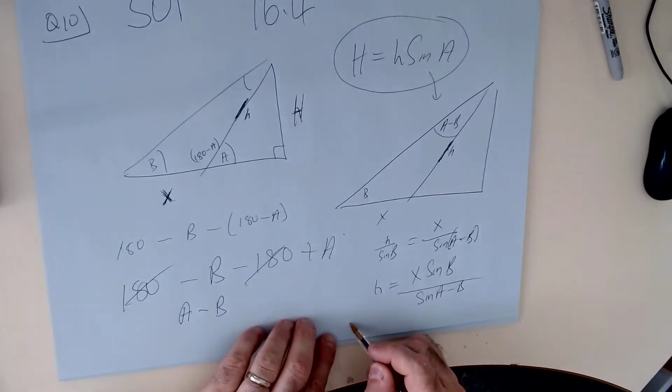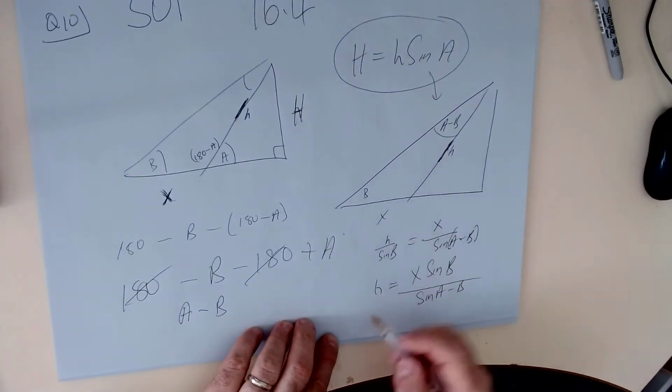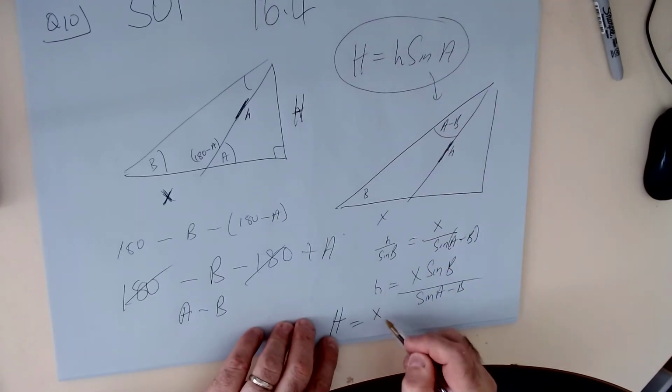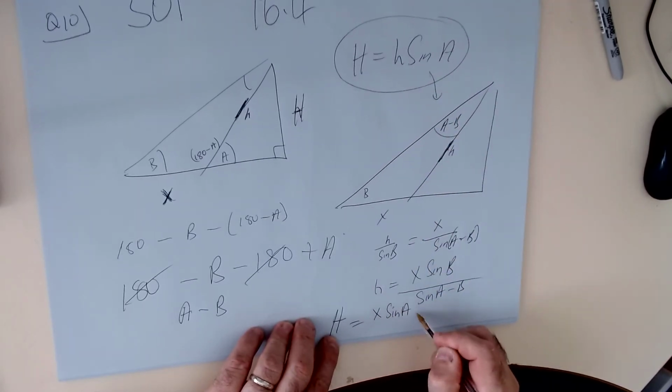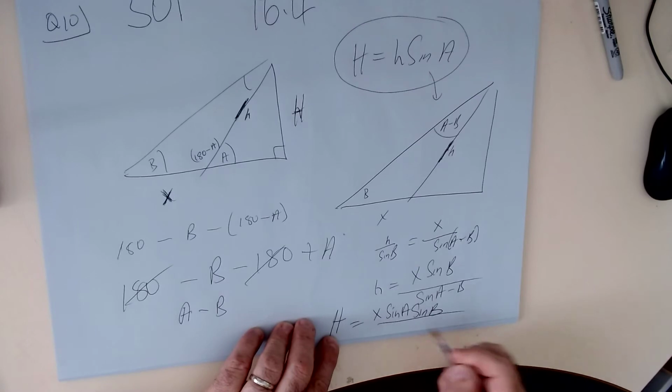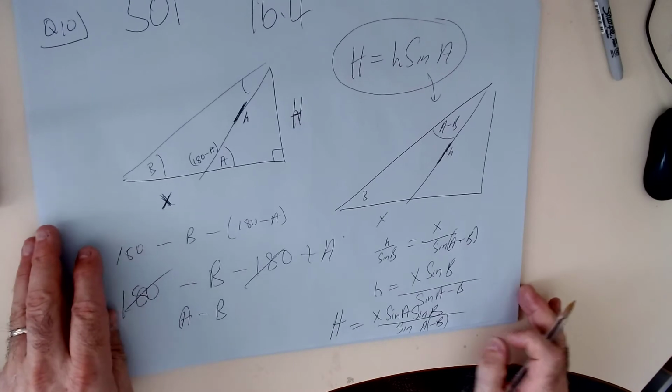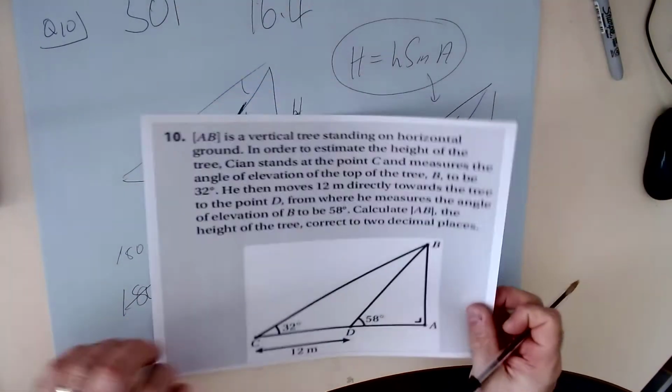So to get h, we're going to take this and multiply it by the sine of A. And look at that for a beautiful result: x times the sine of B over the sine of A minus B. Okay, so let's try and digest that.